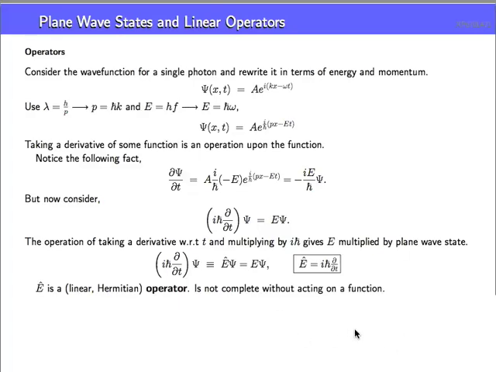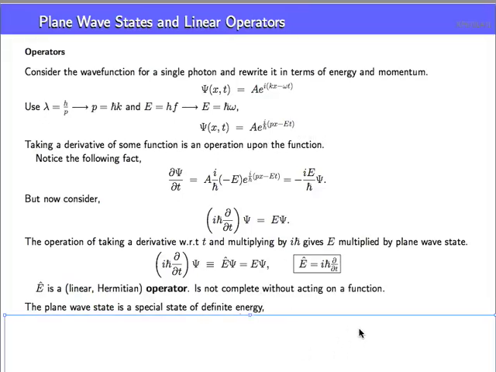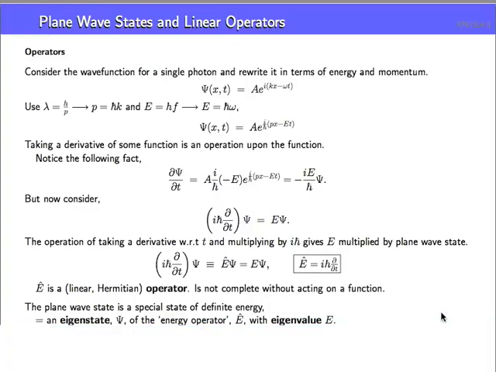The way we say this now is that the plane wave state is a special state that has a definite energy. We said that above, because E in this particular original function here is a constant. And the way we say this now in the new mathematics here is that the plane wave state, psi, is an eigenstate, or sometimes called an eigenfunction, of the energy operator, or E operator, E with a caret on top, with eigenvalue E. So E is a scalar number, that's the energy of the wave function.